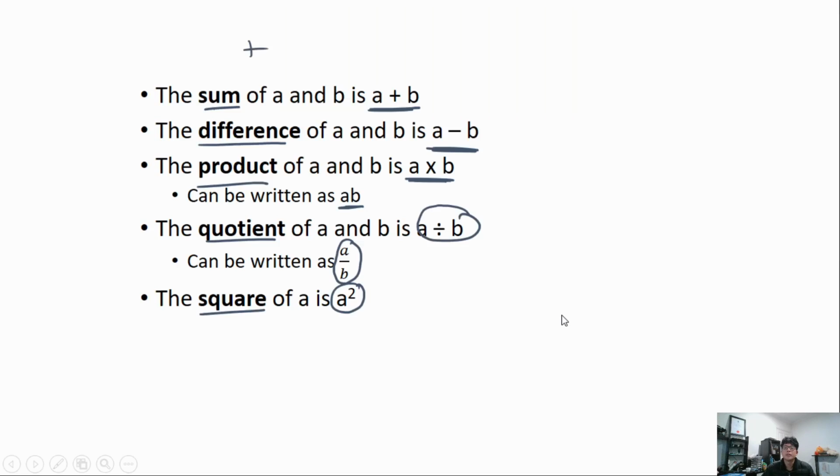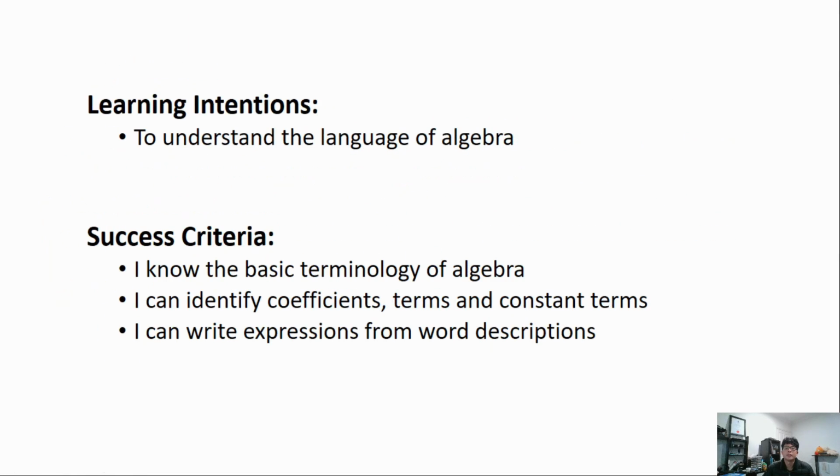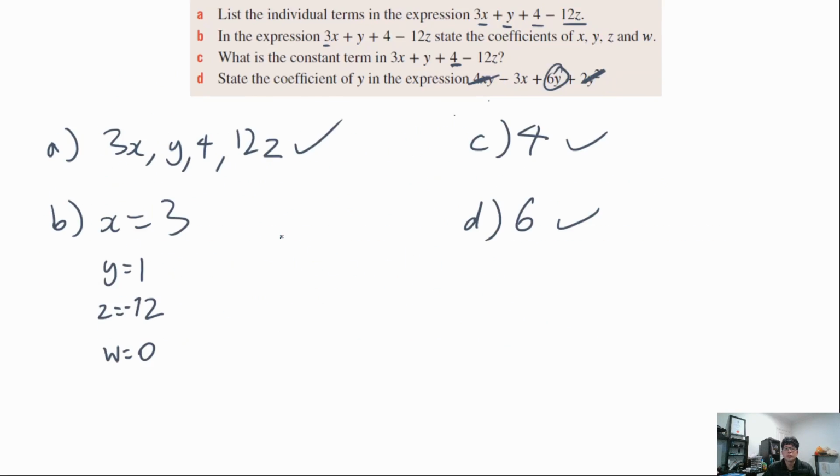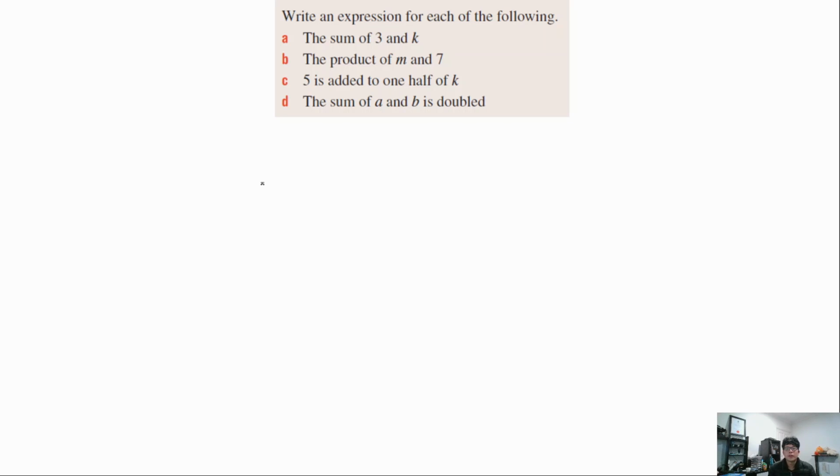Alright, now moving on, this one addresses our last success criteria here, to be able to write expressions from word description. So let's have a go at this. Write an expression for each of the following. Question A, the sum of 3 and k. Remember, the sum was adding, so the sum of 3 and k will be 3 plus k.